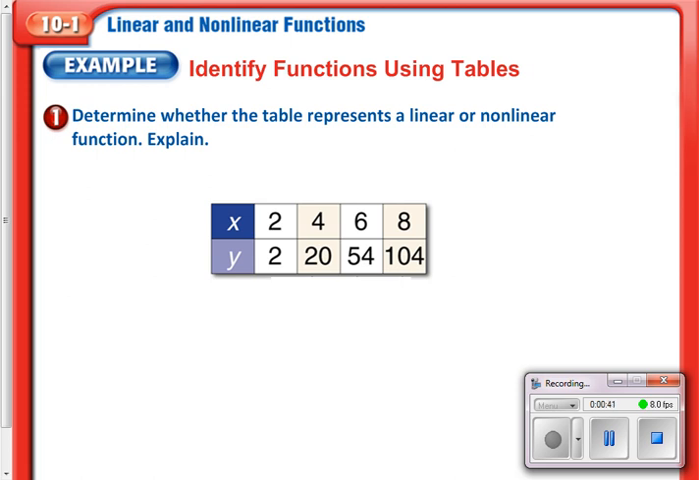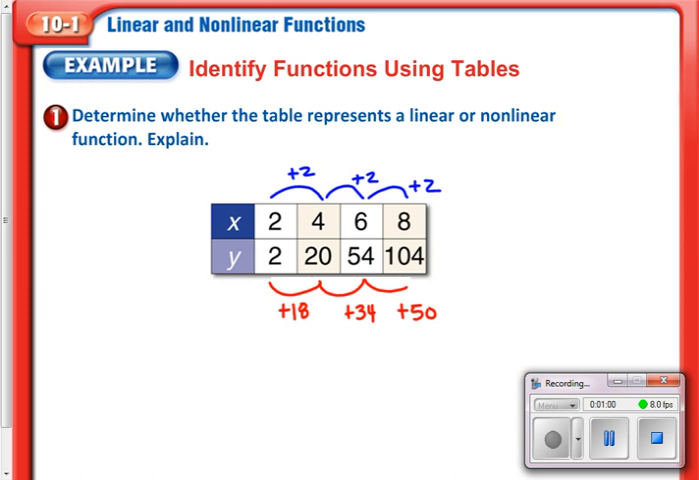From a table, the best way to do it is to go ahead and figure out that common difference for x and the common difference for y. The common difference for x is 2. Each of those are increasing by 2 every time. Find the common difference for y.